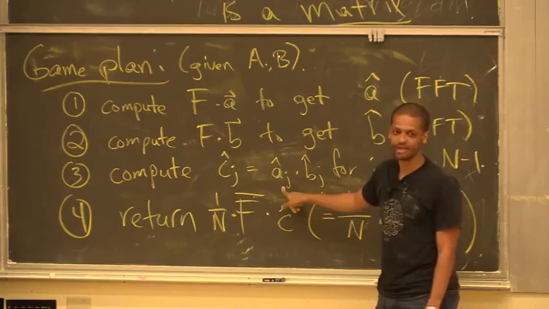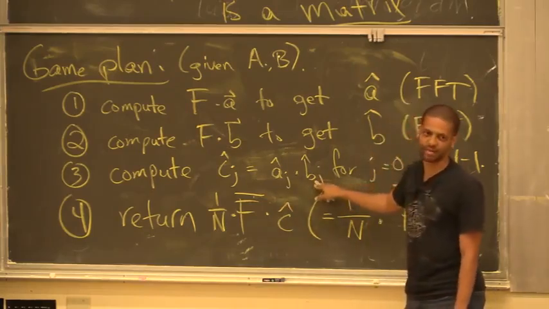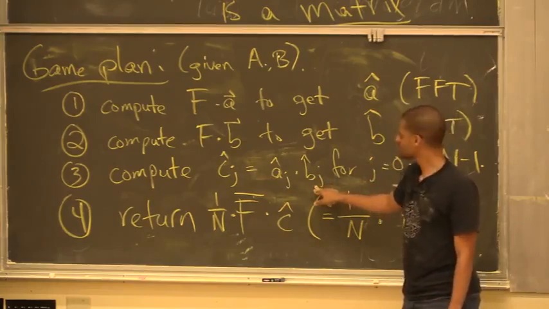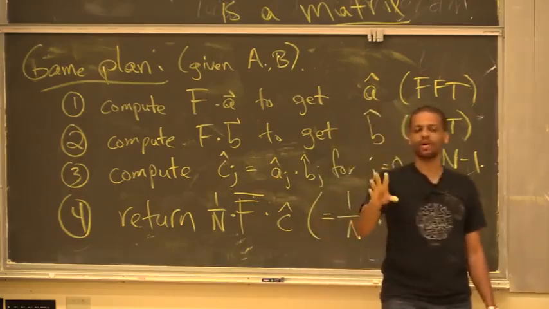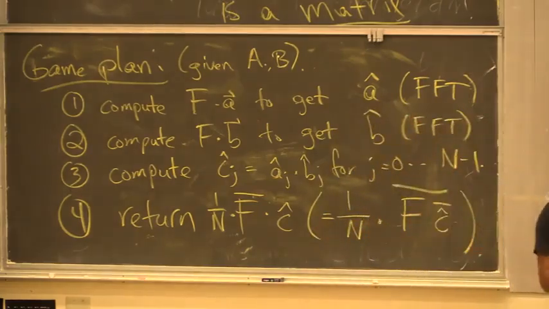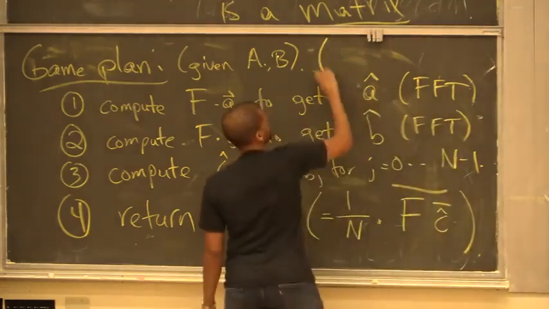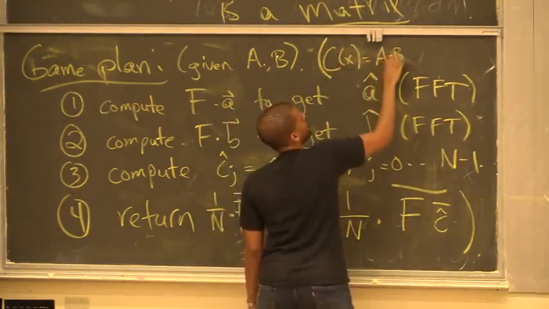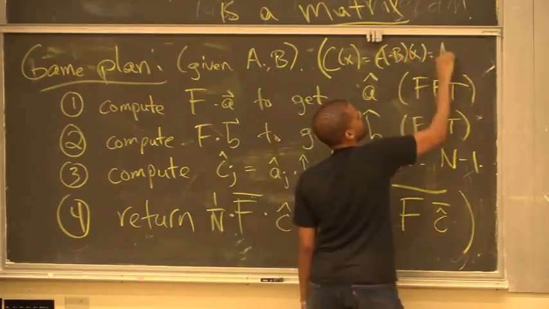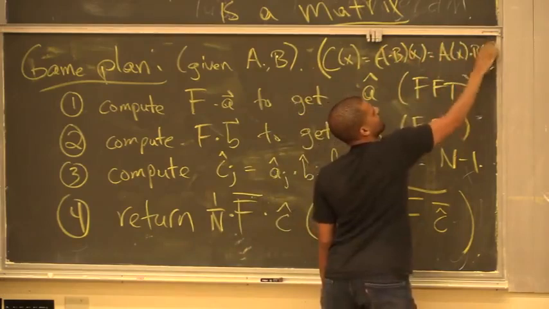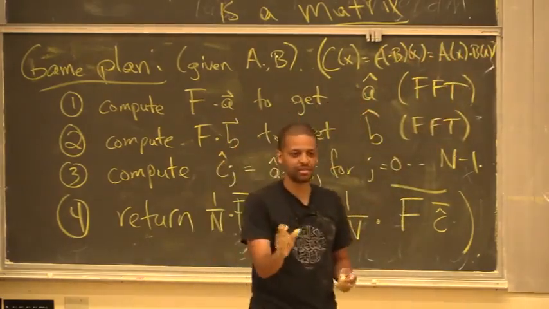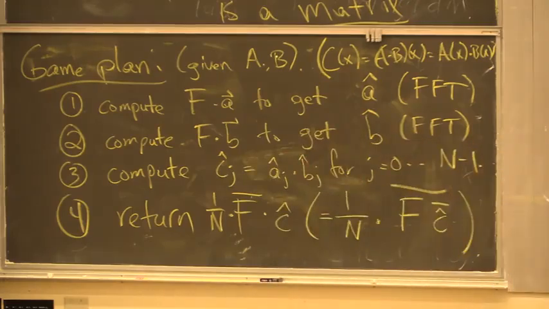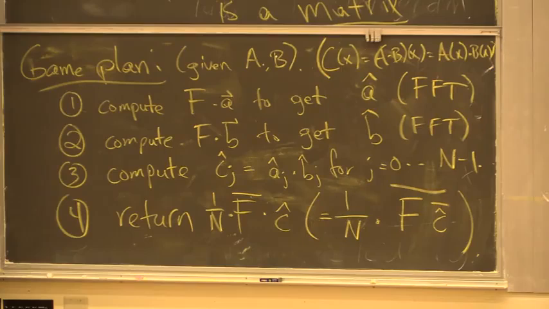This is some number. What is the evaluation of the polynomial b on the point omega to the j? That's some other number. And then c hat j is the evaluation of the polynomial c on the point omega to the j. But as I said earlier, whenever you have polynomial multiplication, c of x is equal to a times b evaluated at x, but that's the same thing as a of x times b of x. So I can just take the evaluations and multiply them together, and that gives me c of x. So that's all that's happening here. Okay? Any other questions? Yeah.